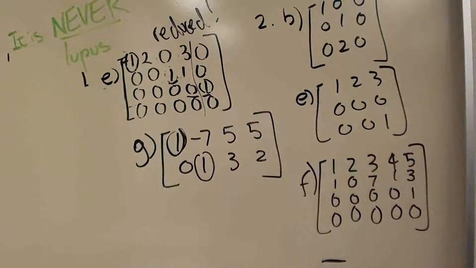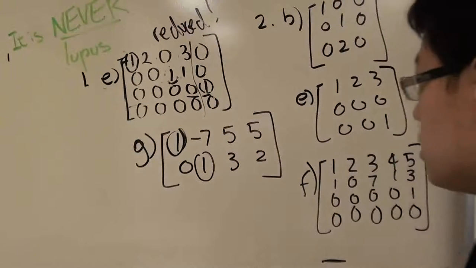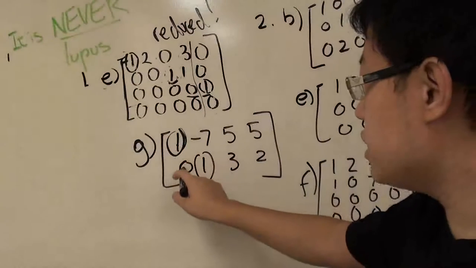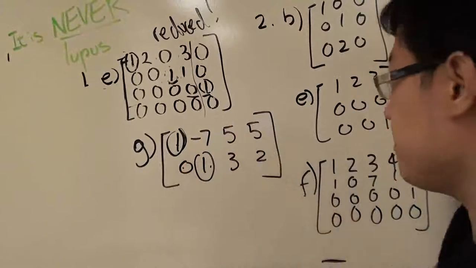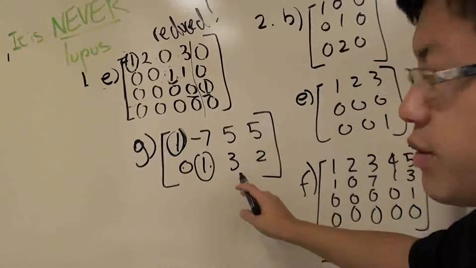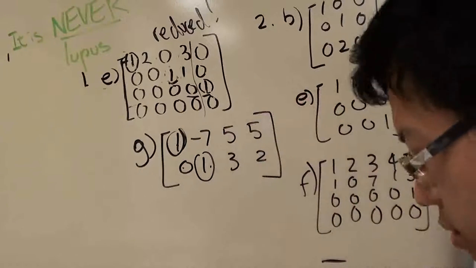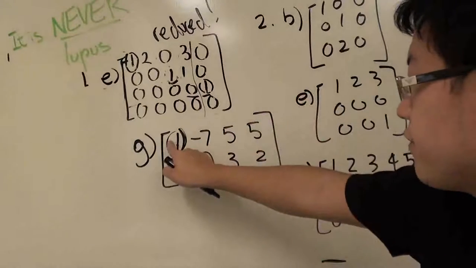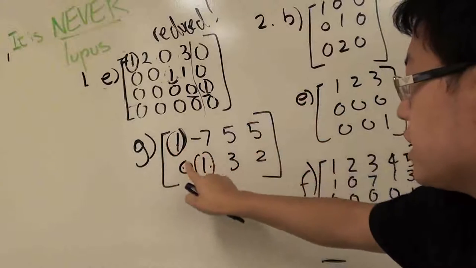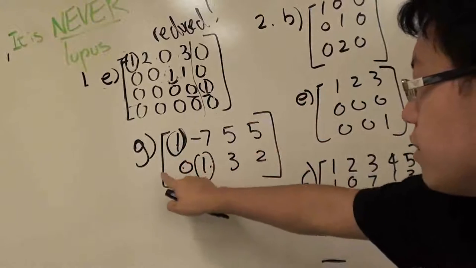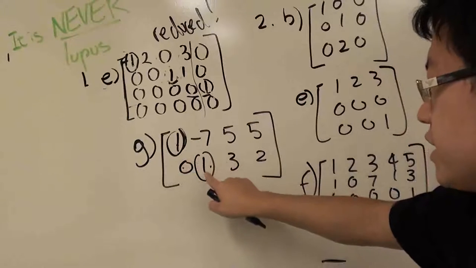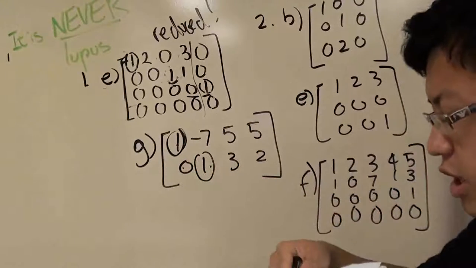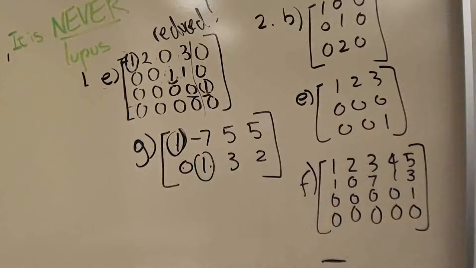Number three, below leading entries are all zeros. Below one, zero. Perfect. Below one, there is nothing, so it's good. Are there other leading coefficients that we need to worry about? None, because there are only two rows. There's the first row, leading coefficient, this guy, and on the second row, the leading coefficient is this guy. So nothing more to talk about. That echelon form is done.